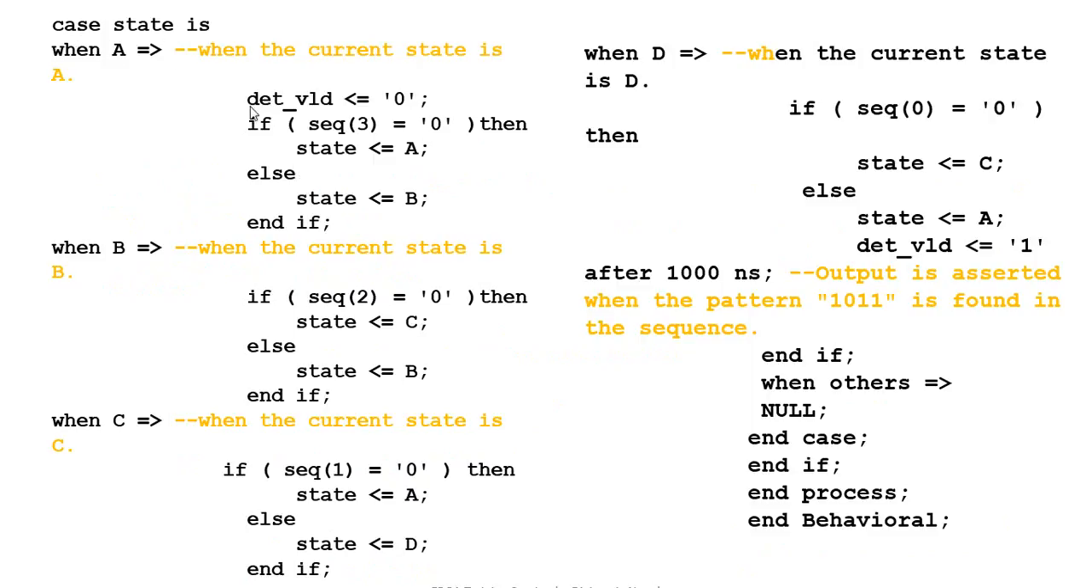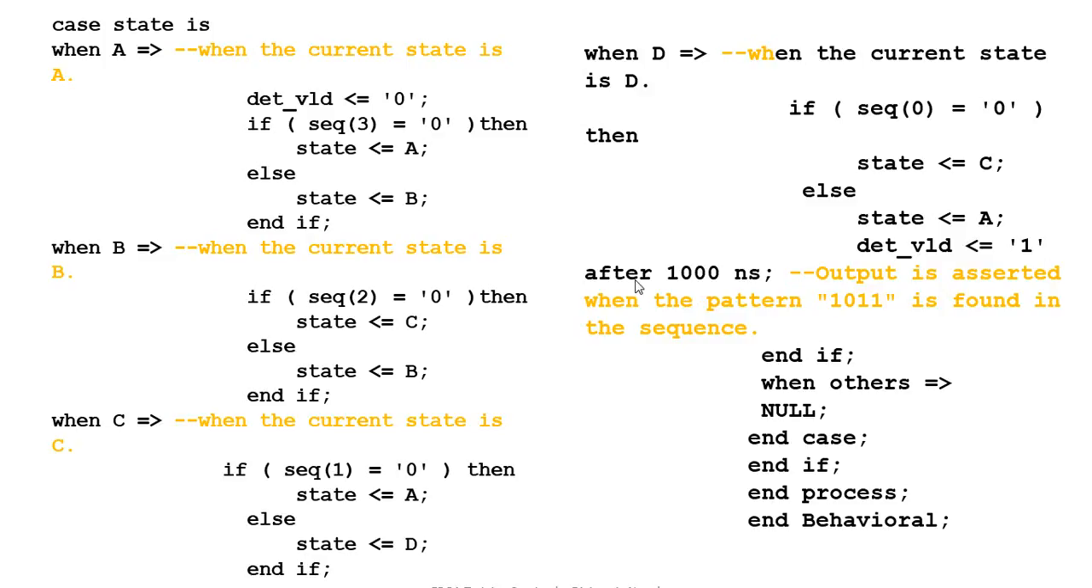Detection will be zero. If sequence zero is zero, then the state will remain in A. Else if sequence detected is one, then it will go to B. When in B, similar steps are followed until D. In D, if sequence zero, the LSB, is zero, then the state will go to C. Else if sequence zero is 1, because for 1 0 1 1 we just need to have one, if there is an occurrence of 1, then it will go to state A with detection output 1.